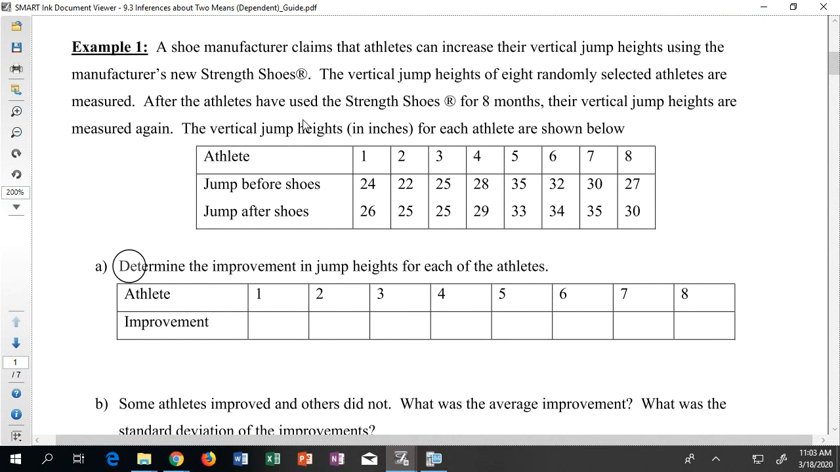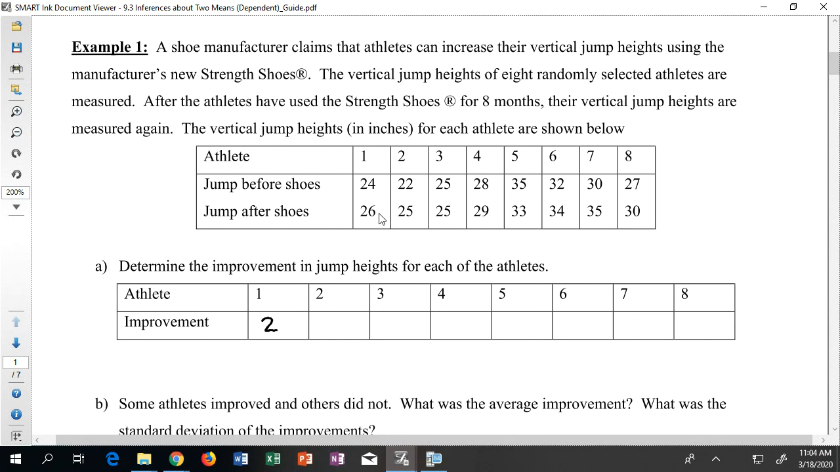So maybe I want to go ahead and do this. I want to determine the improvement in the jump heights for each of the athletes. Well, that should be pretty easy to figure out. Like if I looked at athlete number 1 here, I could ask the simple question, did they get better or worse after using the shoes? And it seems like saying they got better is a pretty obvious answer because they jumped higher after they wore the shoes. But how much higher? It seems like I could list that improvement as an improvement of, maybe say, 2 inches.